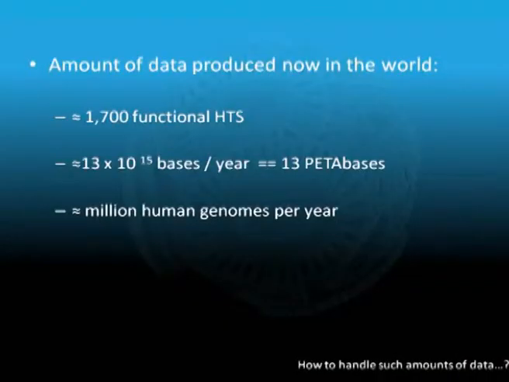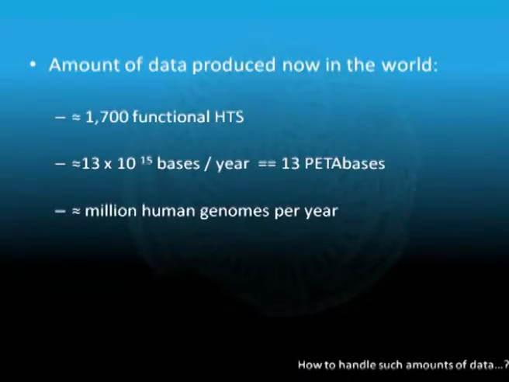If we look at the amount of data produced now in the world, these numbers are quite astonishing. There are about 1,700 functional high-throughput sequencer machines of different brands. This should produce about 13 petabases of data, which is about 10 to the 15. It's a lot, about a million human genomes per year. The question that probably comes to most of you is how do we handle such an amount of data? And this brings us to the next topic, which is computer power.